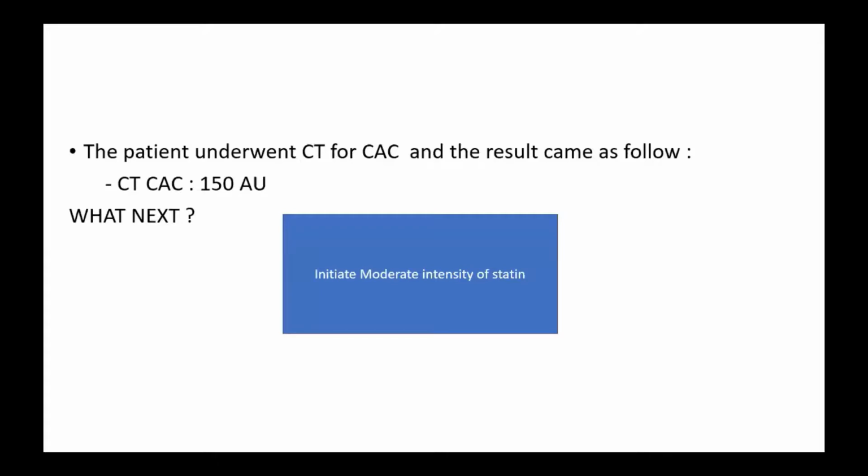Now this number actually indicates that he should be started on moderate intensity statins, because you have an image or a score showing he has deposits of calcium, which most likely represents the presence of a plaque. And this is an objective assessment you can show him in order to start these statins, okay?